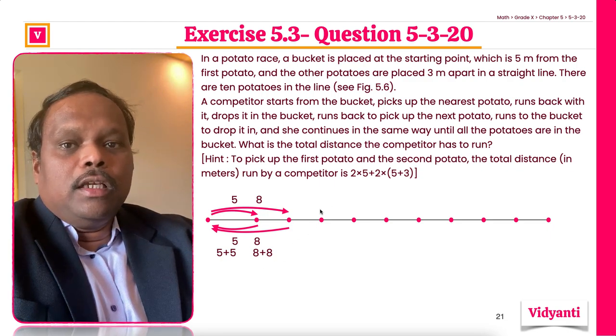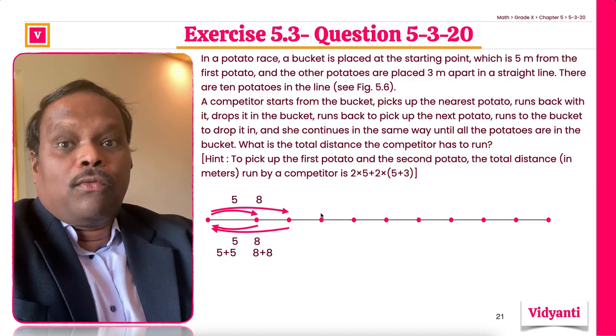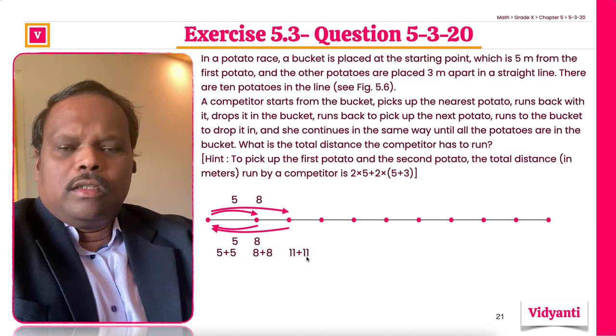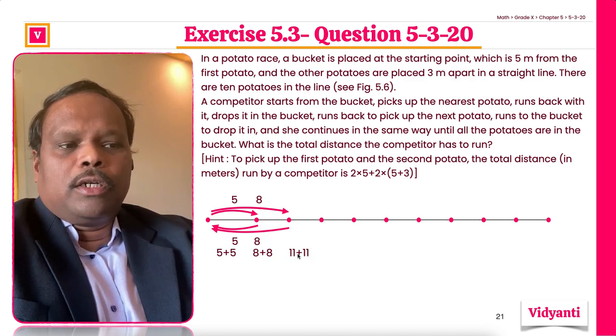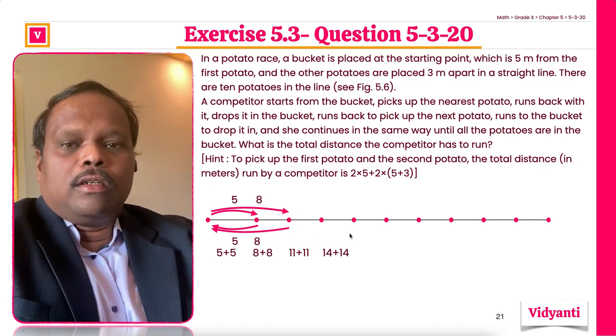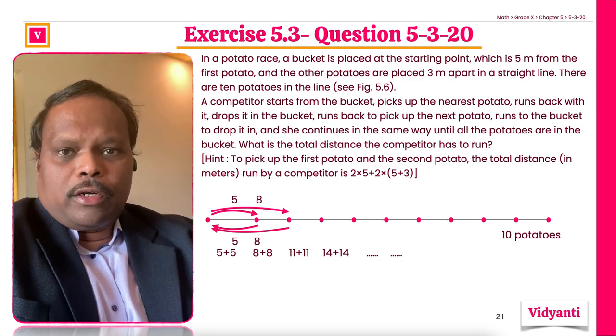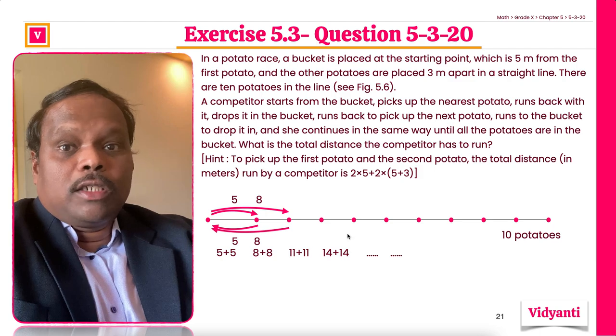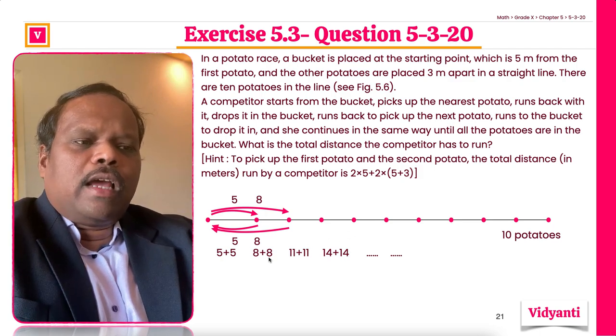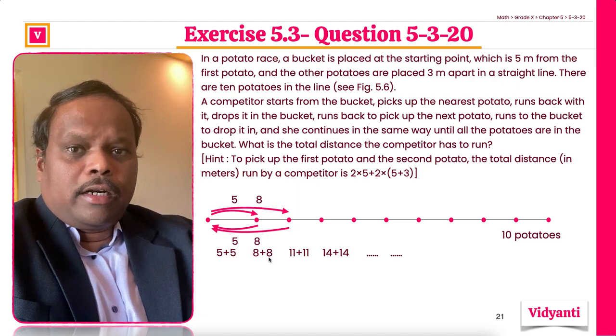And since each potato is 3 meters farther than the previous one, this story will continue. For the third potato, it will be 11 plus 11. Why? Because 8 plus 3. Then the next potato will be 14 plus 14, 17 plus 17, and so on. Altogether, there are 10 potatoes. We are supposed to find out how much distance each contestant is supposed to run. Now, this is an arithmetic progression related problem.